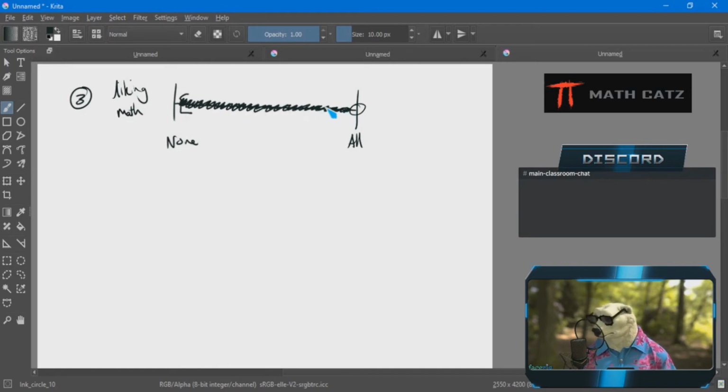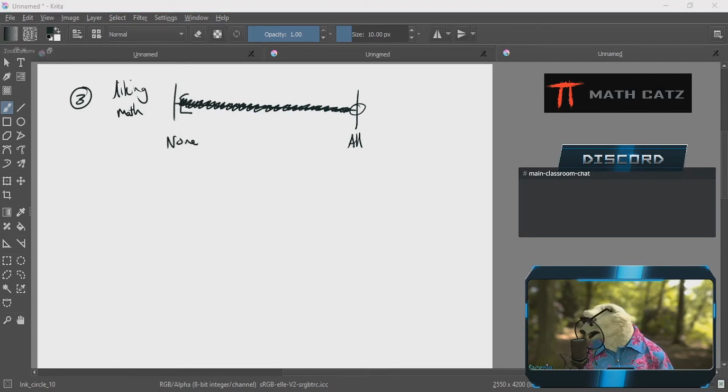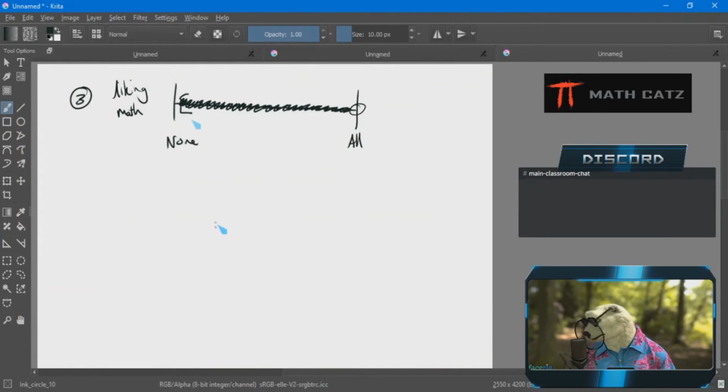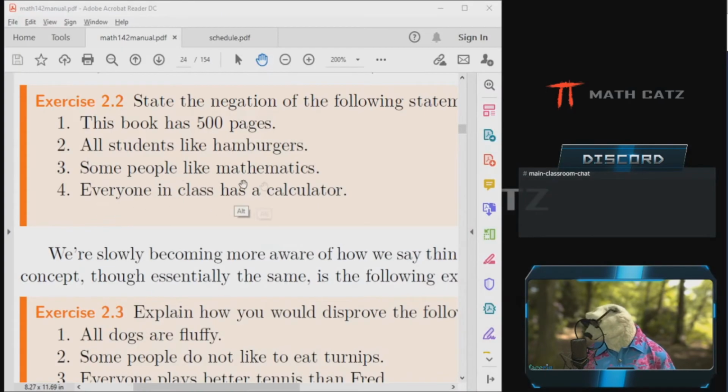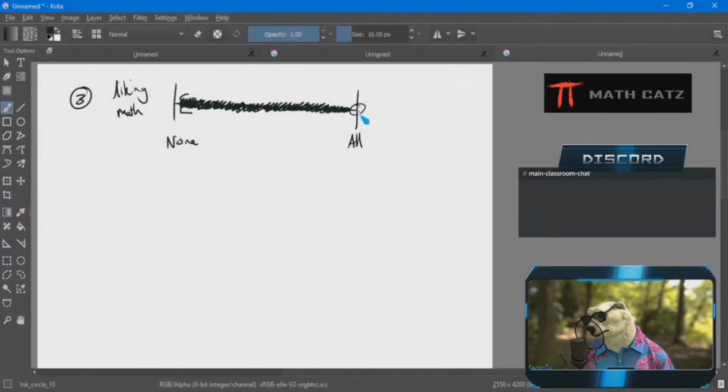Now, is everyone happy with the middle stuff being black? Because it says some. Some people like math. Is everyone happy if I color this middle section black? Usually people are okay with that. It could be a few people, it could be many people. In this range in the middle, that's where we are. If it's a mix of people liking math, then definitely the given statement is true. Question is, I just want to make sure about this extreme all case.